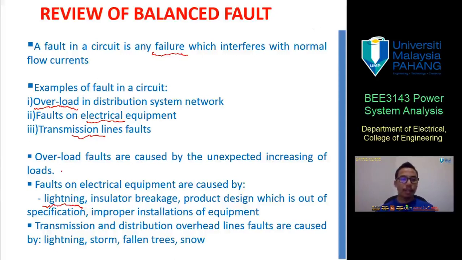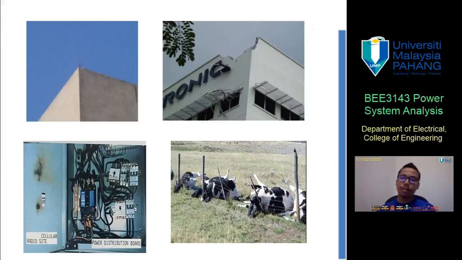Then another thing is the transmission and distribution overhead lines. Overhead lines are the transmission line poles that you can see on the side of the roadways or the highways. Faults there are basically caused by lightning, storms, fallen trees, and snow or icing. But we cannot experience it in our country because we're not in a four-season country.